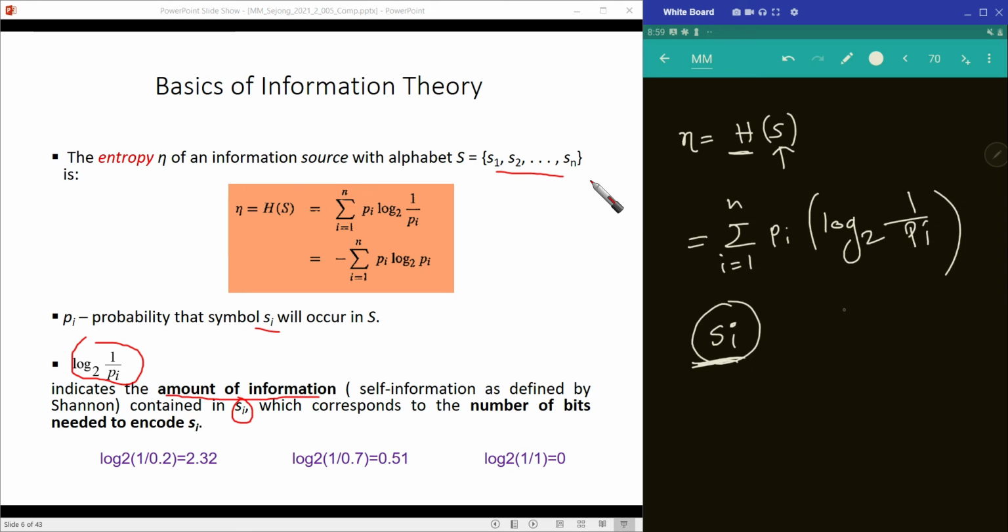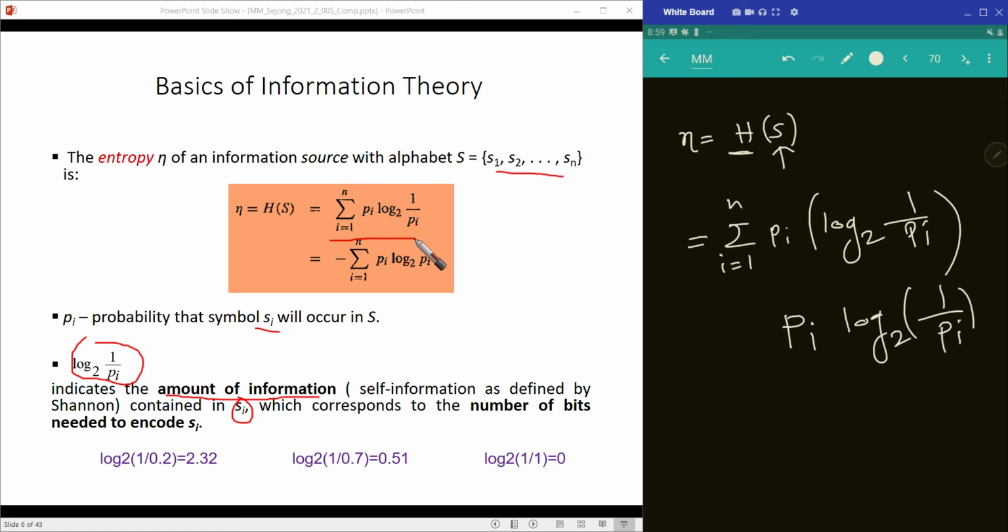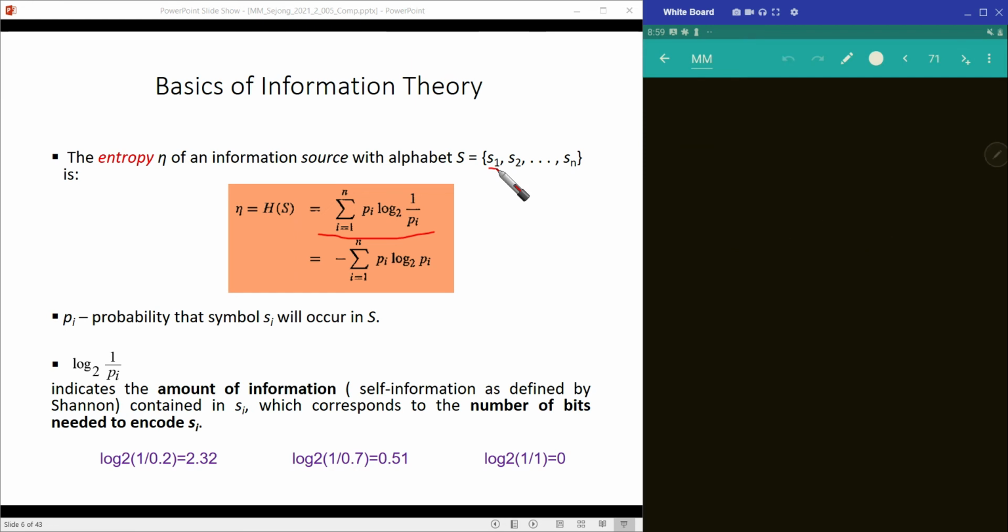So we can represent this in this pattern. This is the amount of information that is associated with this Si. That's it. Let's say we understand this one. Now this one we multiply with its probability, that is pi. So when we take this summation, then this becomes the entropy, which is basically the average amount of information that a particular symbol contains, on an average.